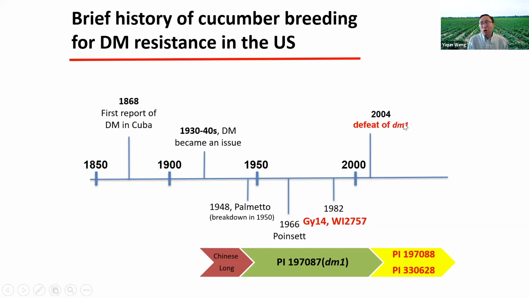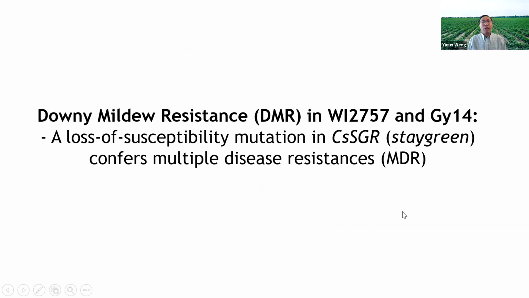Since 2004, DM1 is no longer effective. Fortunately, we identified a new source of resistance for the new strains, particularly two PI lines, PI 197088 and PI 330628, with high resistance. So these 4 lines are the major targets of my presentation today. First, I'm going to talk about the downy mildew resistance in the old lines, 2757 and GY14.